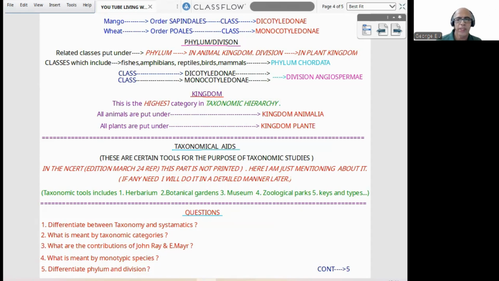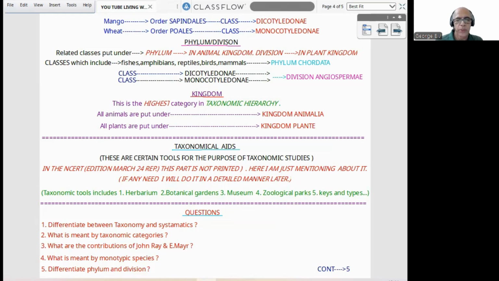Next is taxonomical aids. This topic is presently not in NCERT, which is why I just mentioned it. When it was there, it was an important area for questions in the NEET exam and theory. See, these are certain tools for the purpose of taxonomic studies. The present edition does not mention that part. If any need comes in the NEET exam, I will explain it in a detailed manner in one episode, in a class.